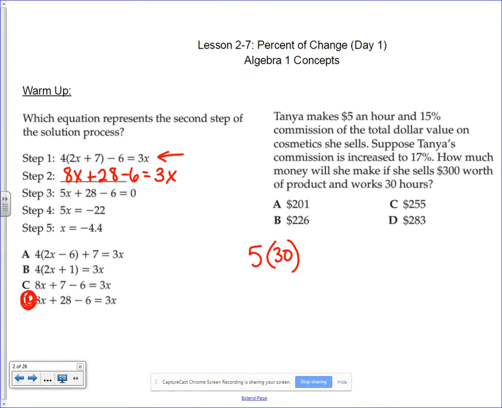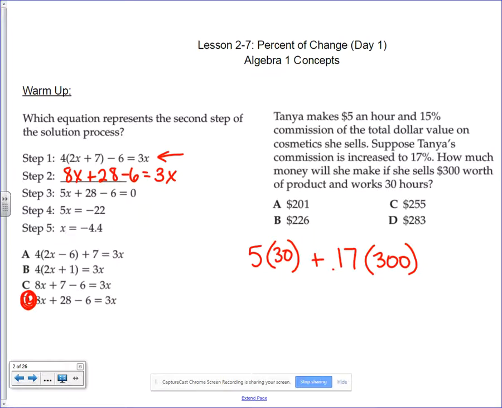Then we got to talk about her commission. Now, for her commission, it started out at 15%. Now they're going to change it to 17%. So commission always adds to how much you're getting paid. Now you should know you can't use the 17% as is. We have to change that to 0.17. And commission is always based on how much you sell. So it says down there at the bottom, she's going to sell $300 worth of product.